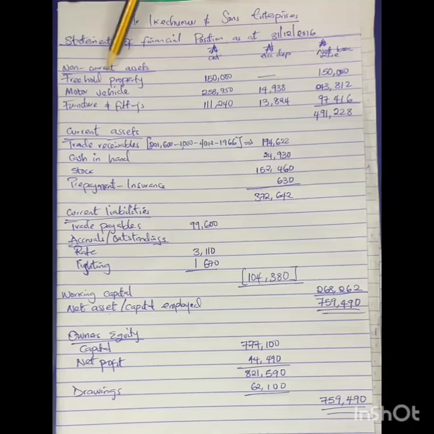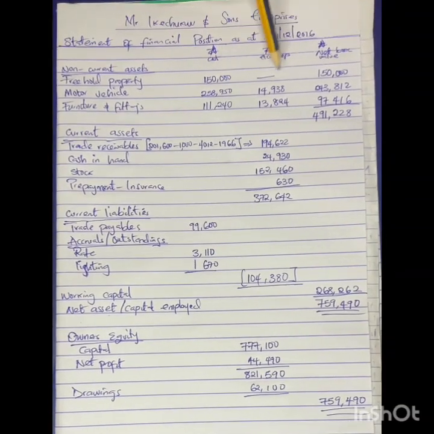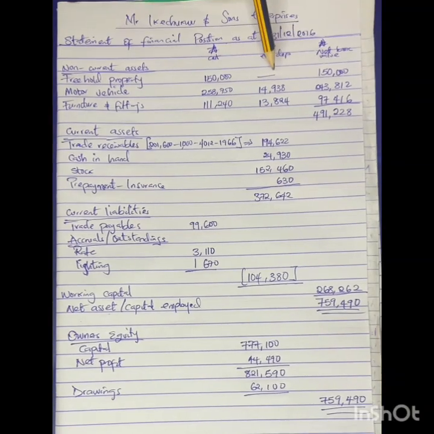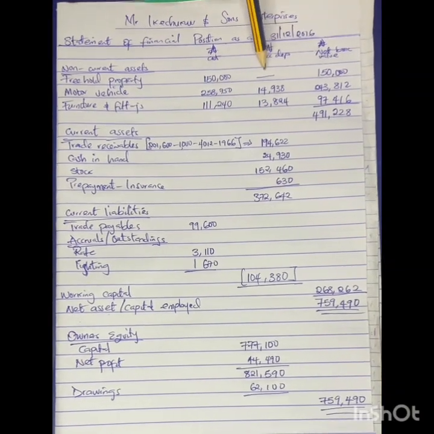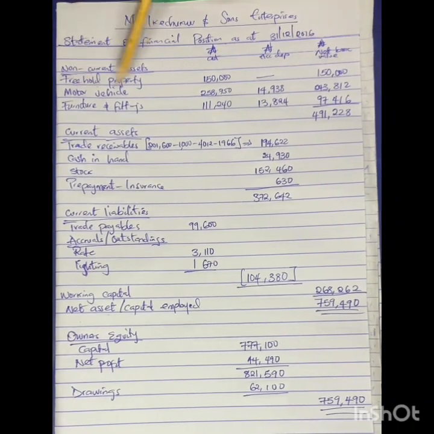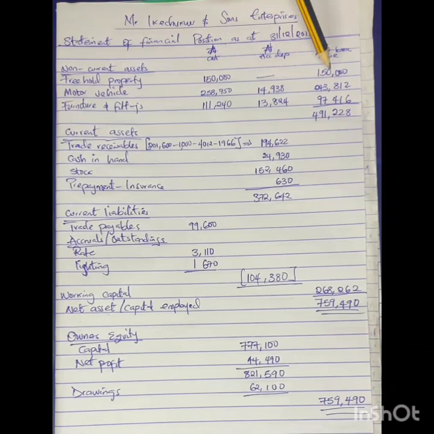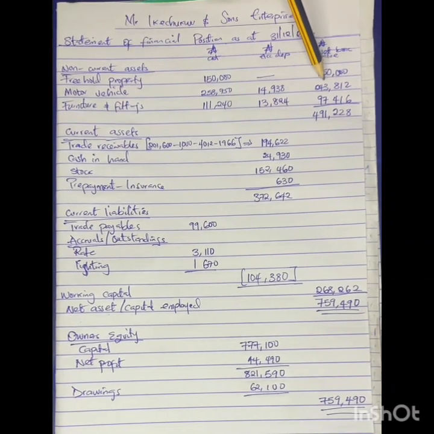Now for our freehold, which is a non-current asset, we were giving the cost, but we were not giving any information on depreciation. That's why we don't have an accumulated depreciation. Then we have a net book value. For our motor vehicle, we have our cost, and then our accumulated depreciation, which we got in our workings. We'll be deducting this, and then we'll be getting this value, the net book value for the motor vehicle.